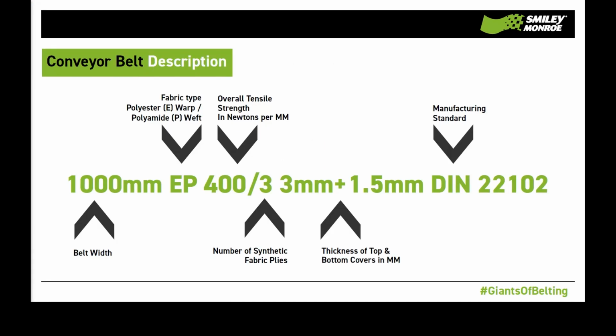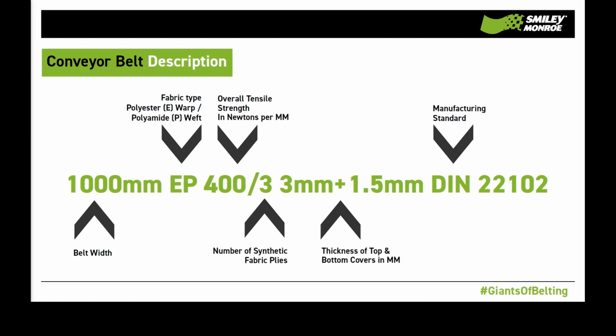This slide demonstrates how you will see belts described on quotes, etc. So firstly, we'll have the metric belt width described in millimeters. Where the belt is described in imperial measurements, the closest metric width will be selected. For example, 24-inch will be 600 millimeters. The fabric type is EP, which consists of E polyester and P polyamide, combined to give strength, impact resistance, flexibility, and negligible elongation.